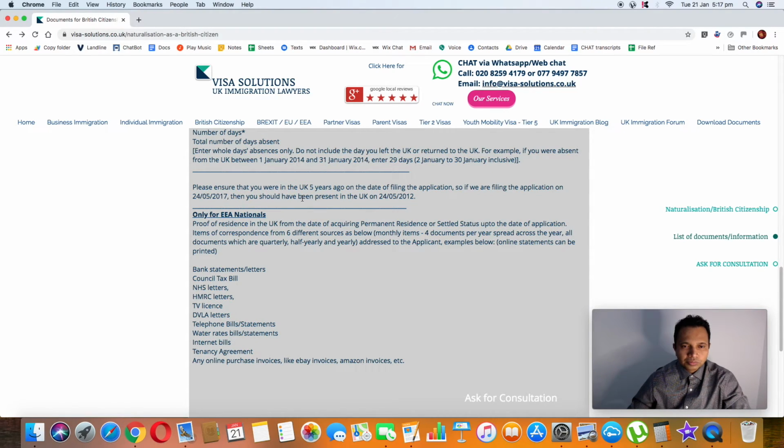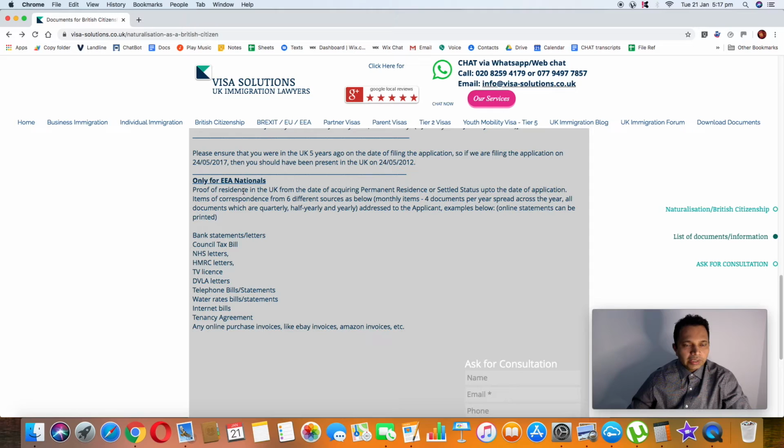Next, this is quite important. Several applications do get refused for this reason. Please ensure that you were in the UK 5 years ago, or 3 years ago if your qualifying period is 3 years, from the date of filing the application. So if we are filing the application on 24th May 2017, then you should have been present in the UK on 24th May 2012. So it's not 24th May, it's 25th May. So from 25th May to 24th May, that's how the whole 5-year block is.